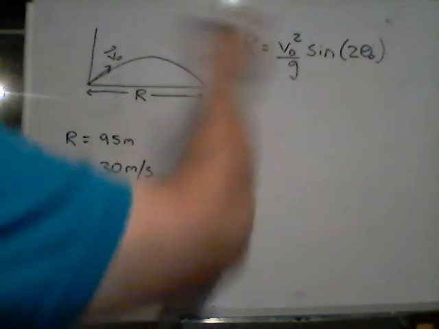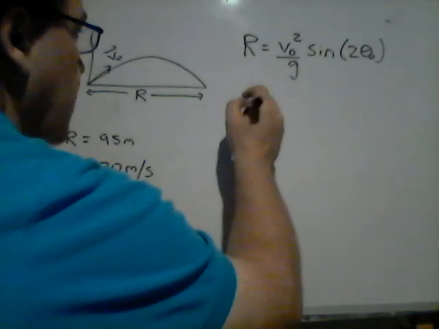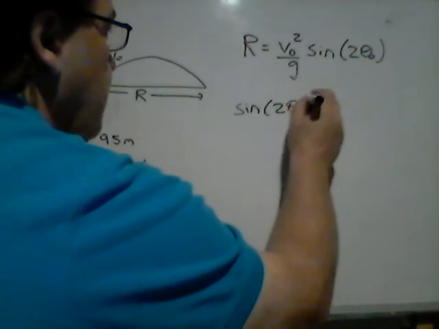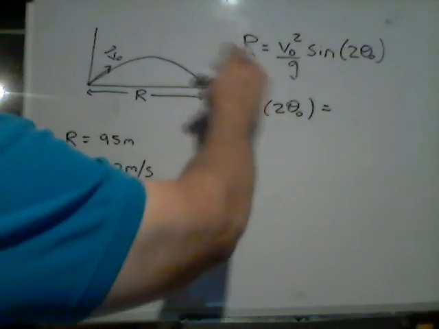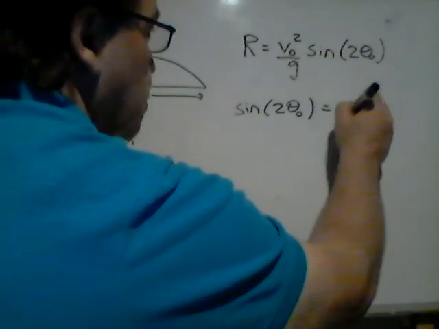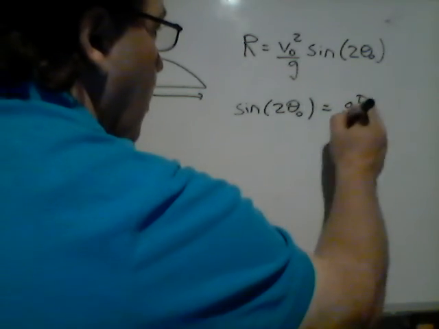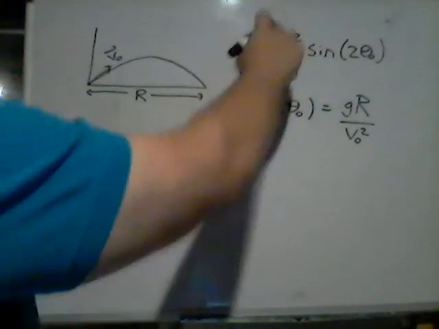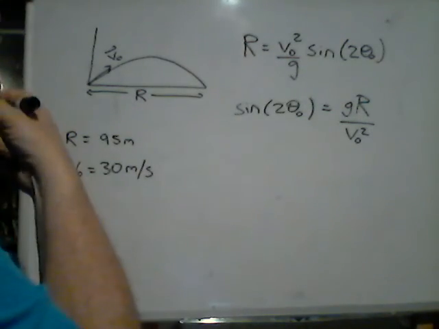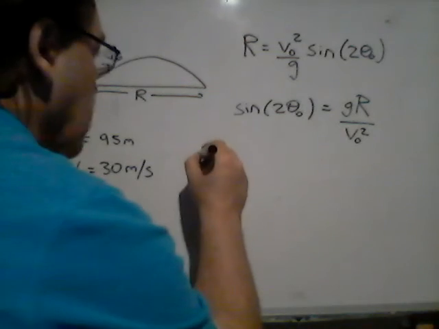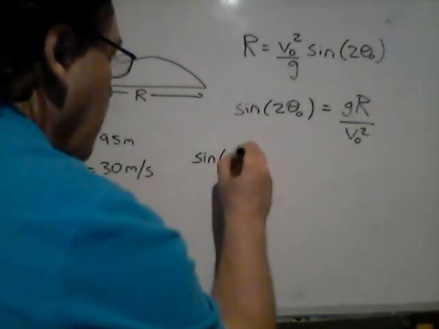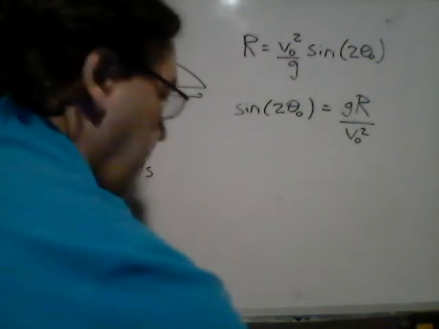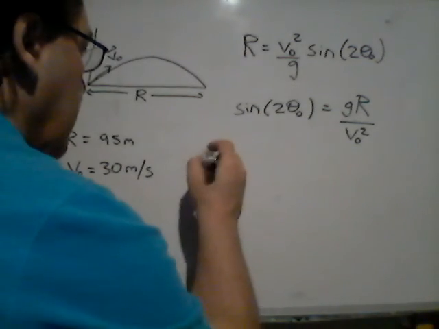I want to actually solve for the sine of theta, or sine of 2 theta. So sine of 2 theta naught is going to equal what? G times R, I'm going to cross multiply, so GR divided by V naught squared. I'm going to cross multiply GR, and divide by V naught squared, and kind of flip the equation. All right, so now I'm going to say, okay, well, sine of 2 theta naught, what's it going to be? I have all the values that I need in the given.